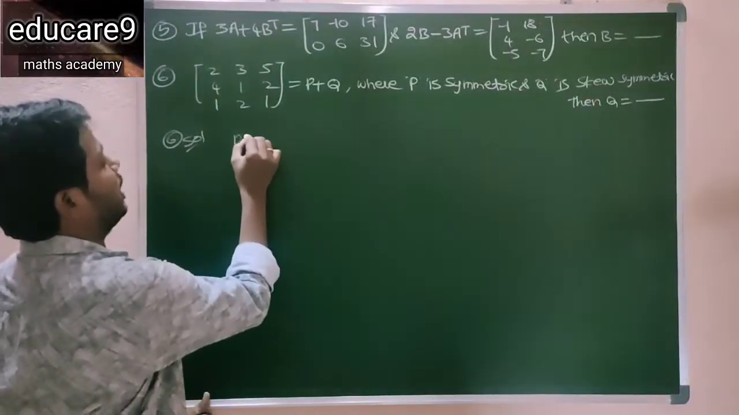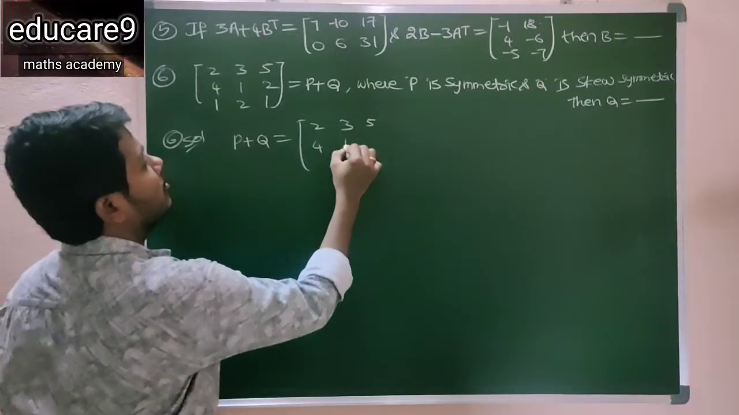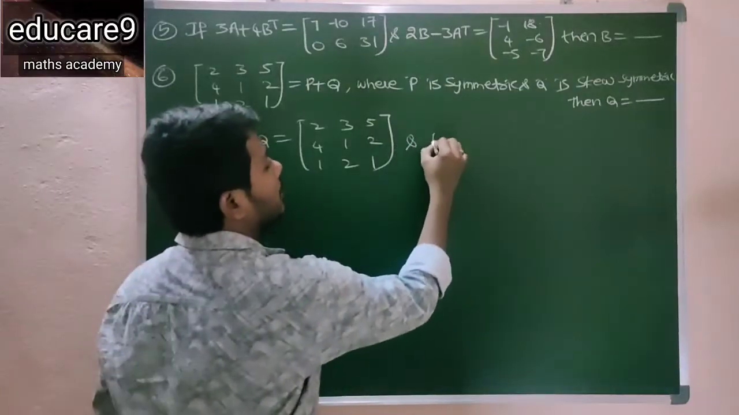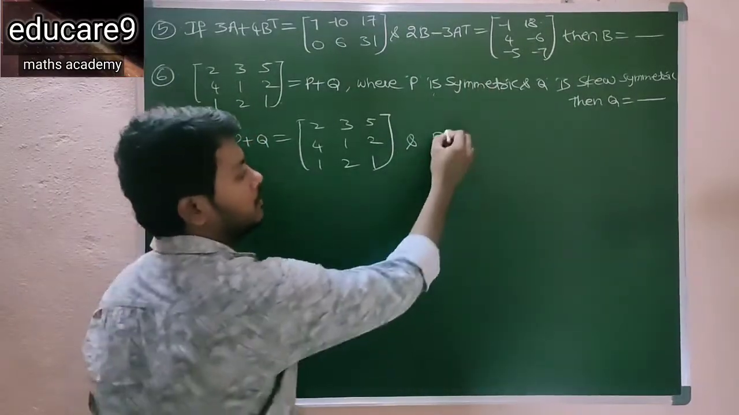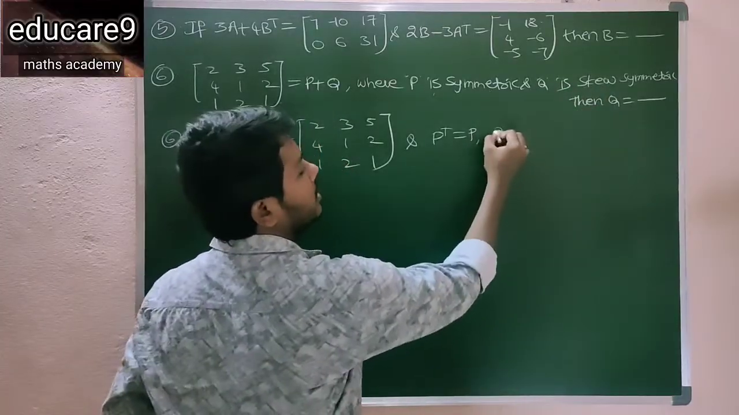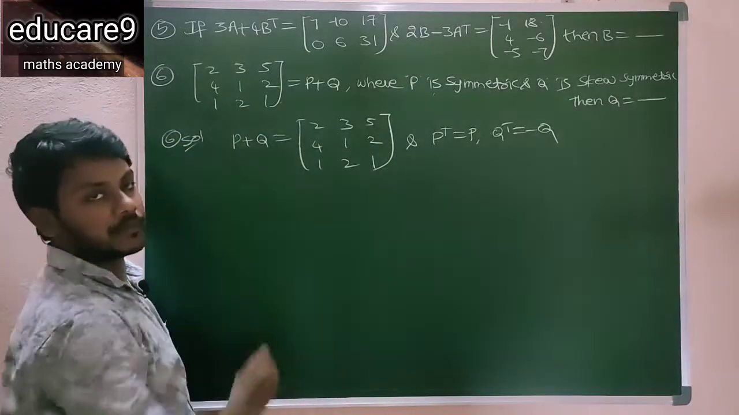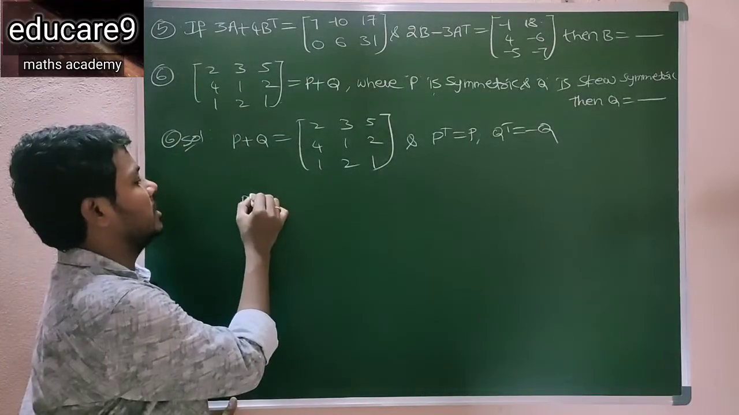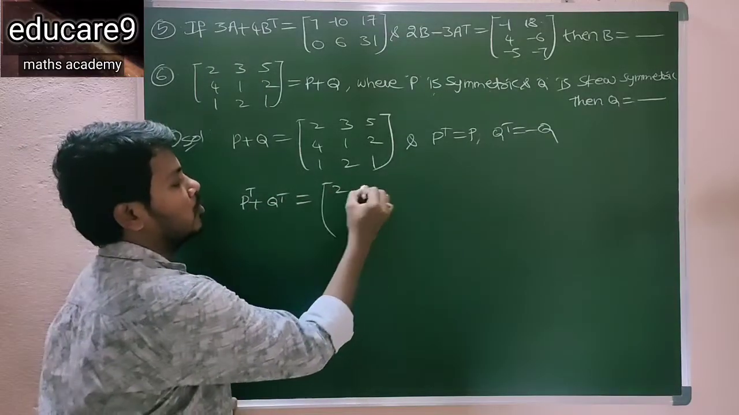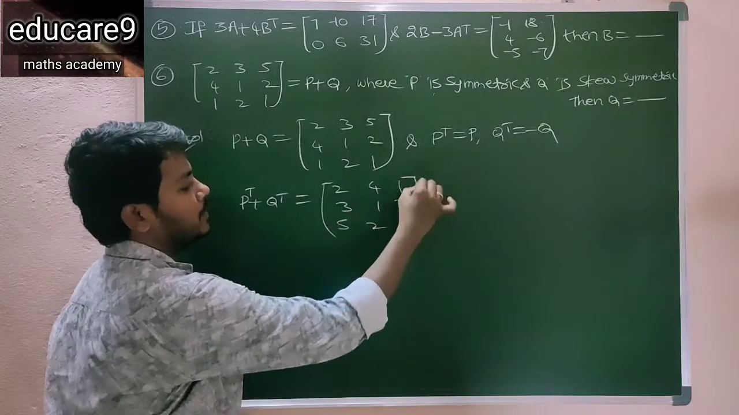See here, P plus Q is what? 2, 3, 5, 4, 1, 2, 1, 2. And P is symmetric, that is P transpose equals P. And Q is skew symmetric, that is Q transpose is equal to minus Q. So take the transpose of this matrix, that is P transpose plus Q transpose. So here 2 4 1 3 1 2 5 2 1.